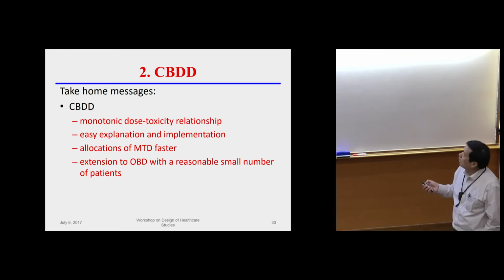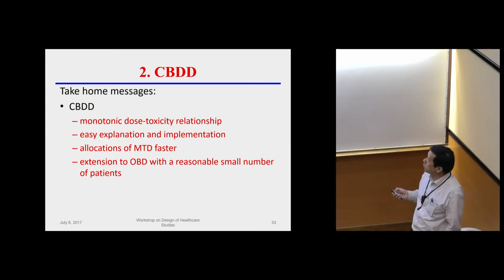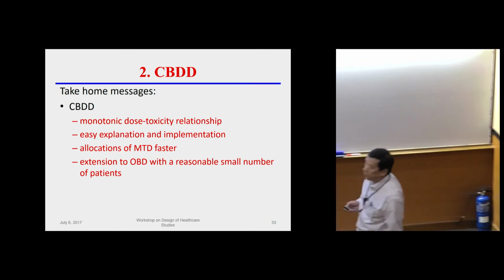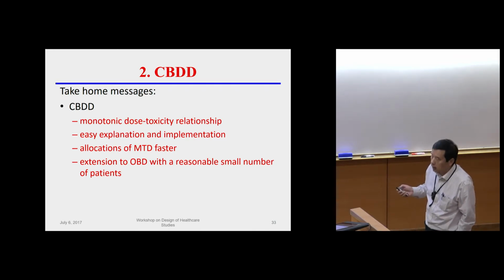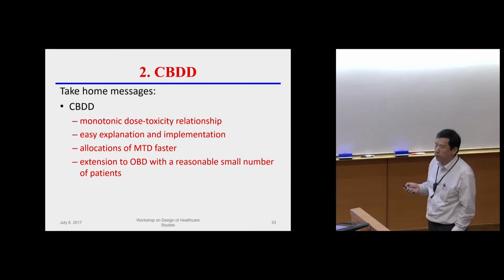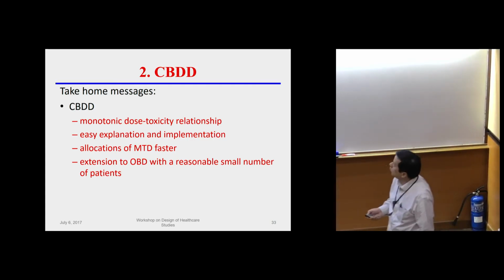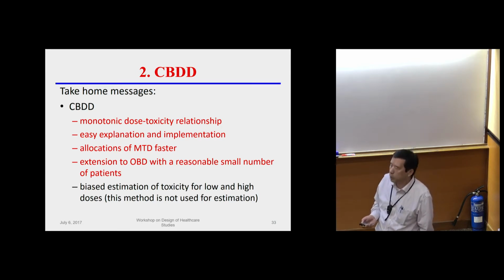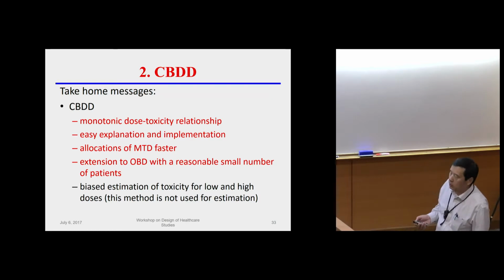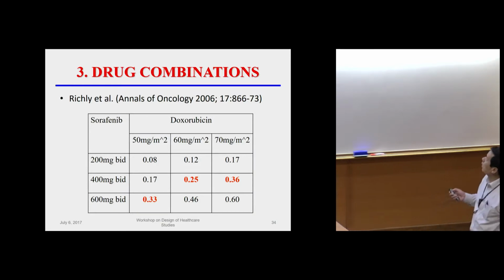But anyway, take-home messages: we propose this curve-free Bayesian decision theoretical design that takes advantage of the monotonic dose toxicity relationship, and we feel it's easy to explain and easy to implement for the clinicians, and we allocate MTD pretty fast. Maybe sometimes we don't know if it's artificial because we force the curve to be very fast. And we also start to explore the OBD option using that. And there are drawbacks: people may not put too much confidence in the toxicity estimate on both ends, because it's extremely assumed.